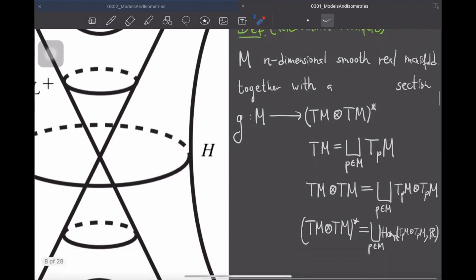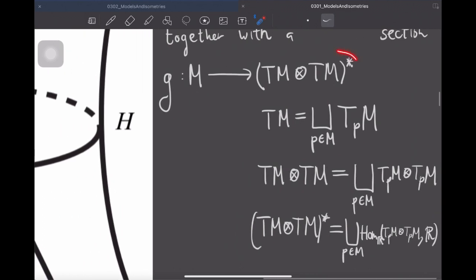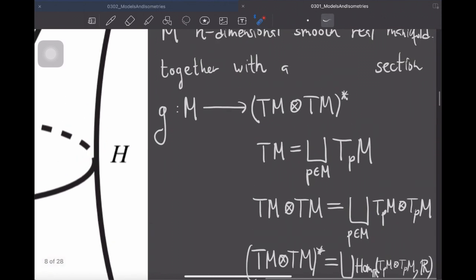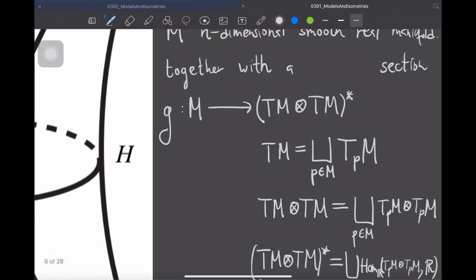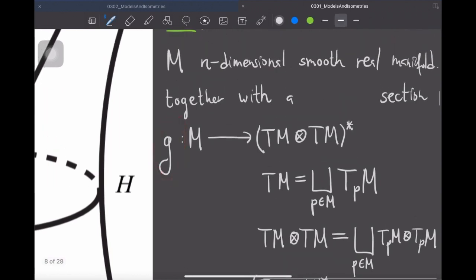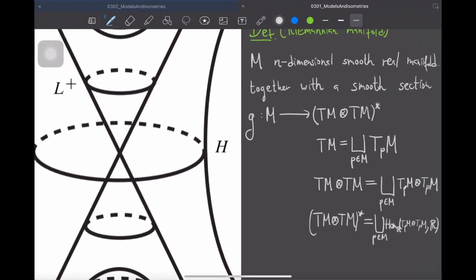Right? And something that I have not said is how this one becomes a smooth manifold. But it becomes a smooth manifold in a natural way, and one requires that this function be smooth. And once one has that, then one also requires that for each point in M, the corresponding element here gives you an inner product.